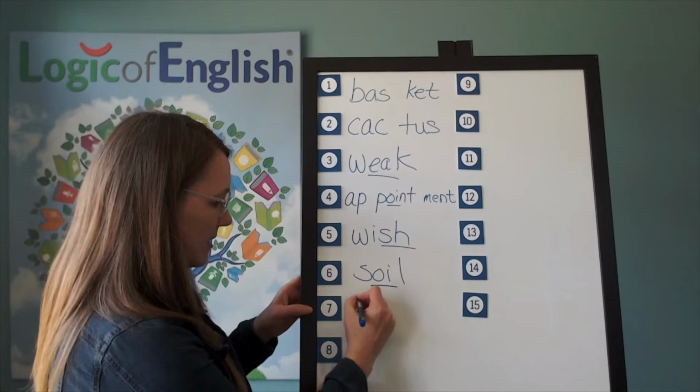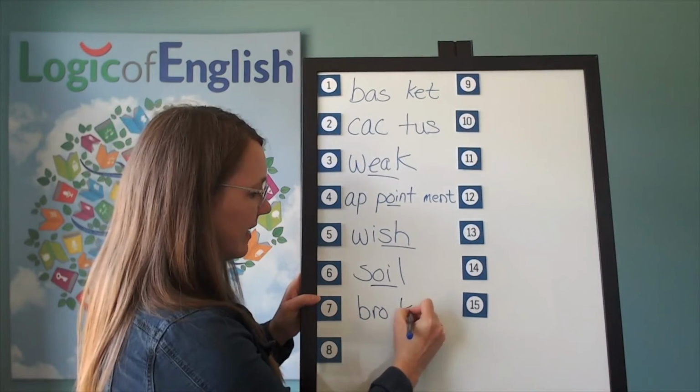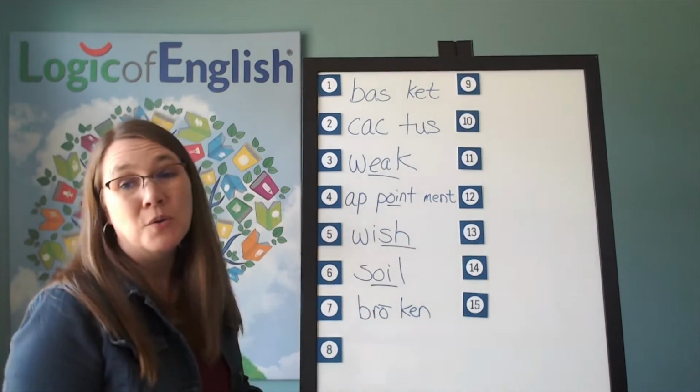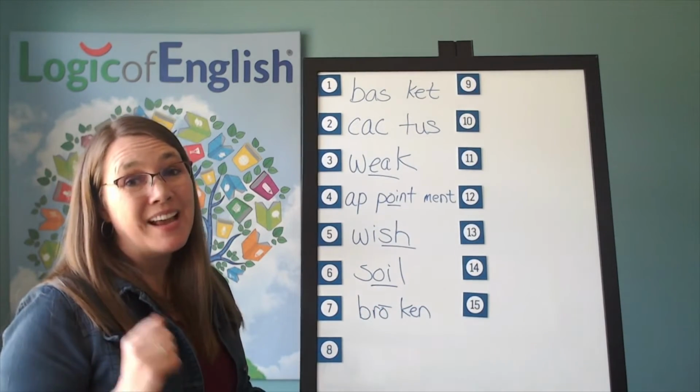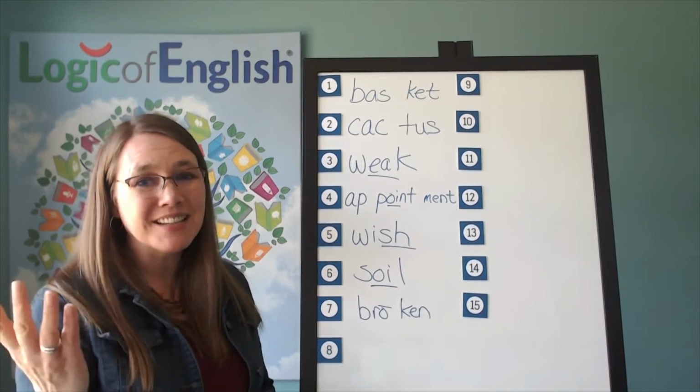Good. Help me to write it. B-R-O. The second syllable is ken. K-e-n. How will we mark it? We'll put a line over the O. Why did it say its long sound? A, E, O, U usually say their long sounds at the end of the syllable.